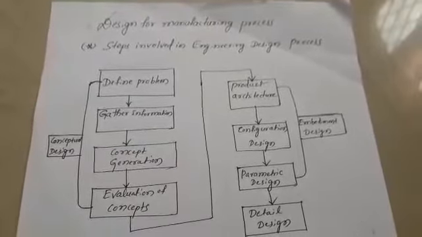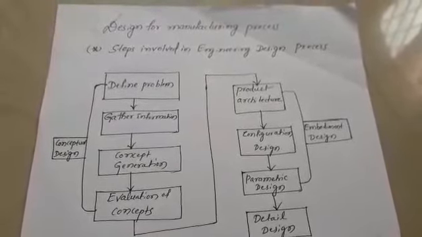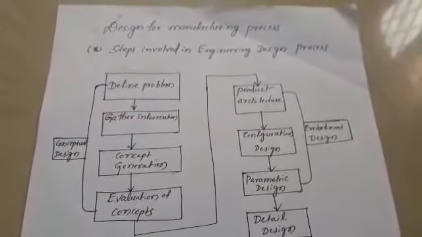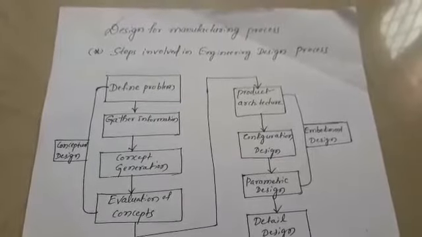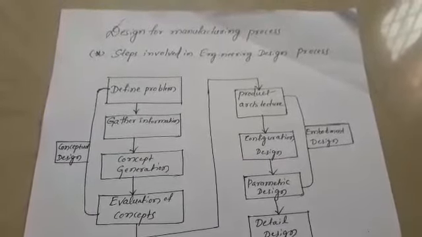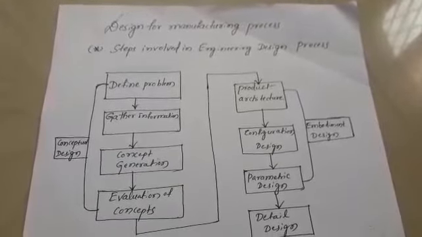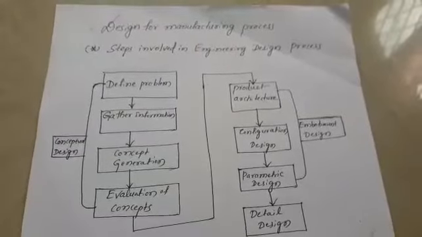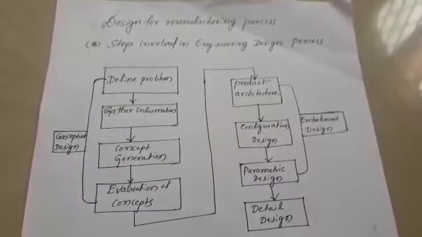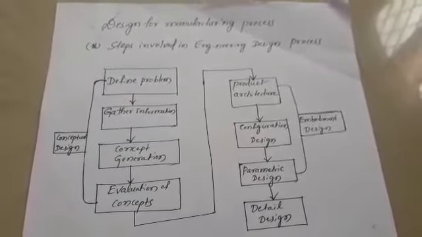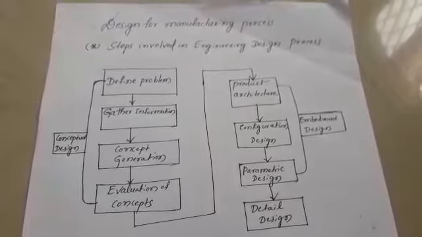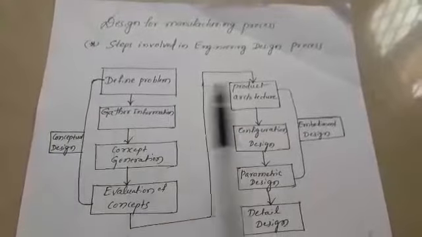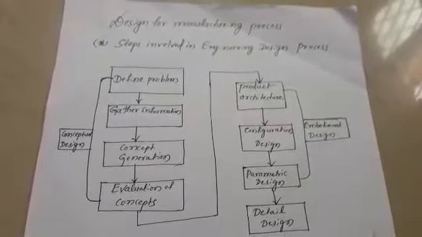First, we are identifying the customer need, and next we are defining the problem. Once we have defined the problem, that will begin with the activities, and then based on those activities, what are the steps involved for the manufacturing process. The steps in the engineering design process are broadly classified into three main steps: conceptual design, embodiment design, and detailed design.